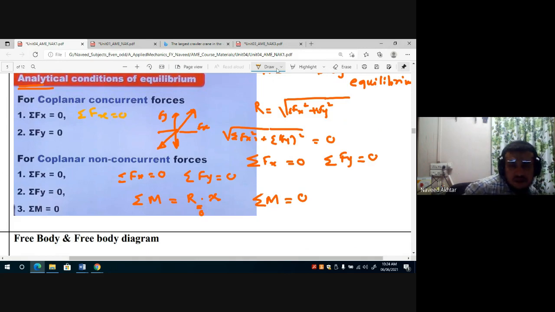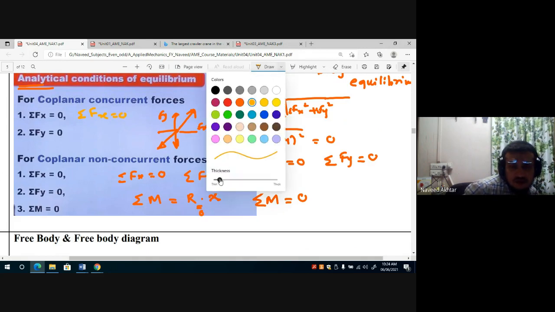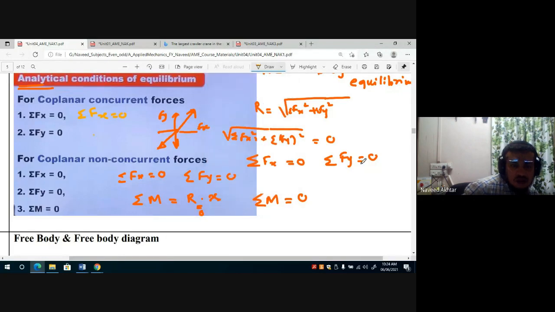Okay, summation of Fy is equal to 0, and if this is a coplanar non-concurrent force system, the summation of Fx is equal to 0, summation of Fy is equal to 0, and summation of M is equal to 0.